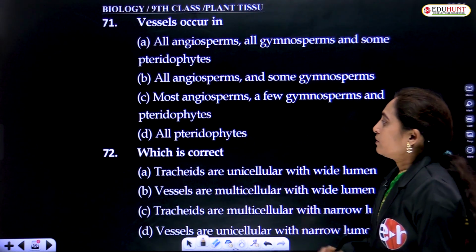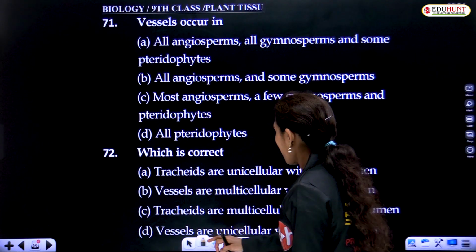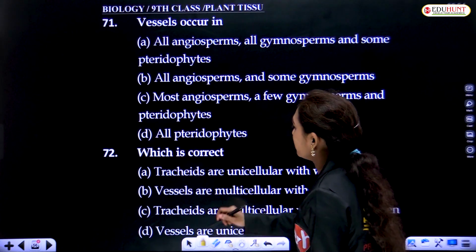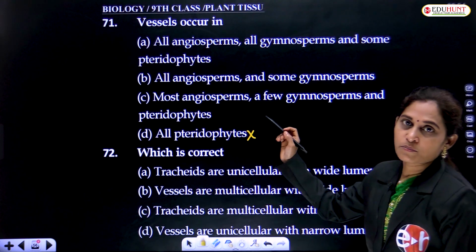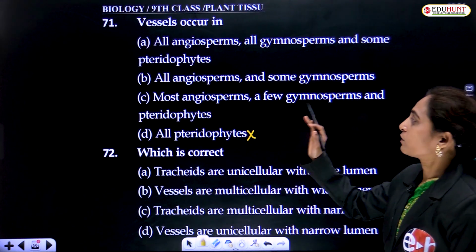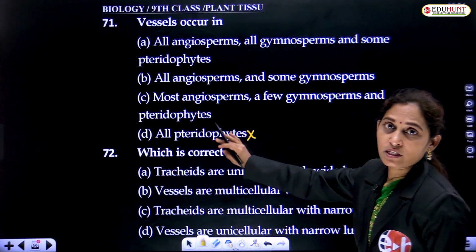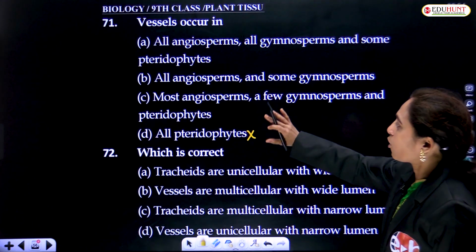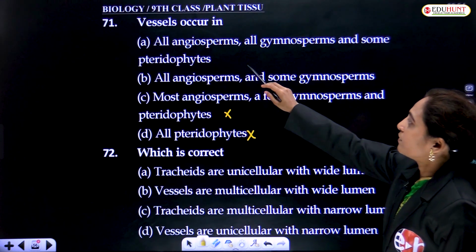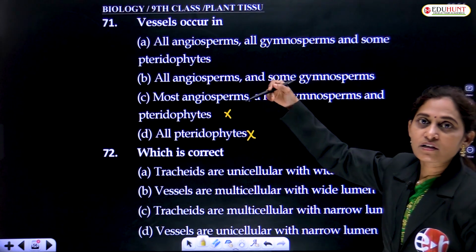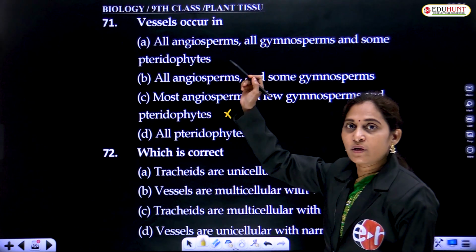So pteridophytes lo vessels are totally absent in pteridophytes. So this is a wrong answer. And most angiosperms, not the most angiosperms but all the angiosperms. We have to see all the angiosperms in the options. So this could be rejected, eliminated, and in these two, whichever is the correct, we have to choose.